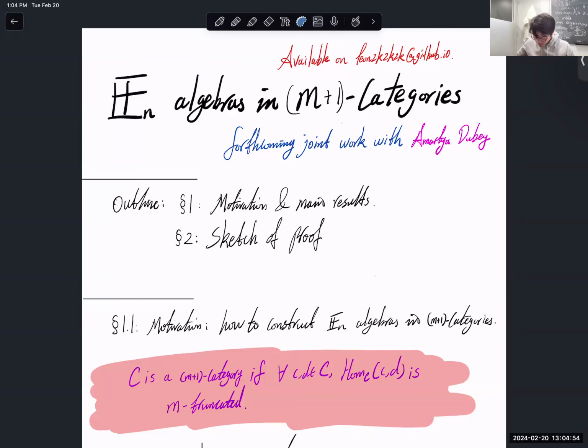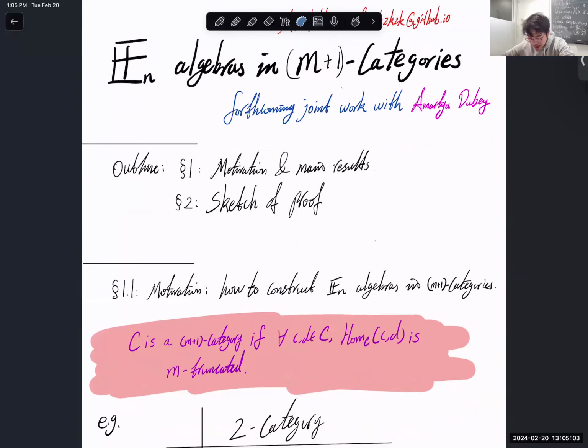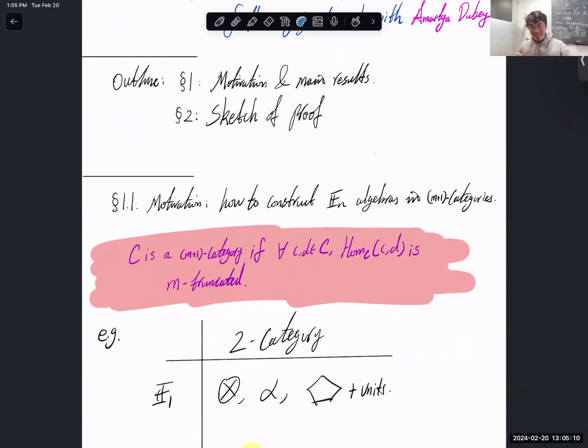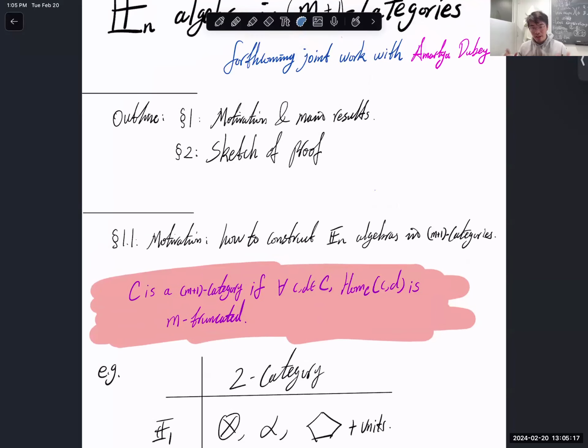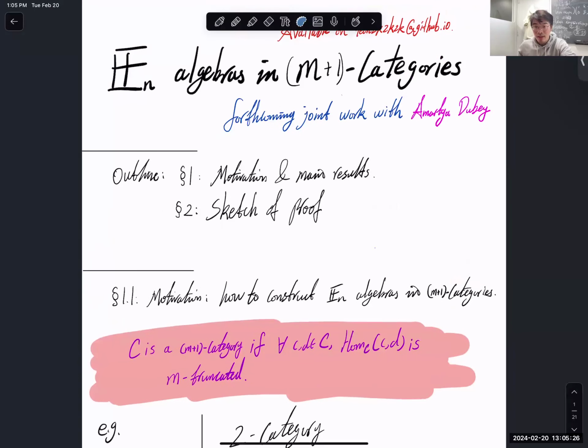Okay, good. So first, I want to give a motivation and sketch out what the main results are going to tell us. And then maybe at the end, I'll give a sketch of the proof, but honestly, I don't think we'll get there. I know things like EN algebras and operads are not exactly things that a lot of people here are familiar with. So if you have any questions, feel free to ask. I'm happy to go as slow as necessary. Are there any questions so far?